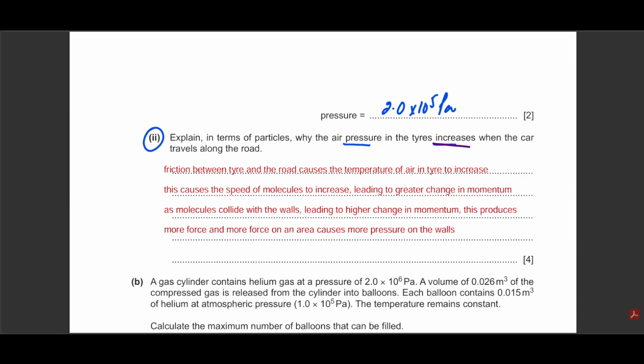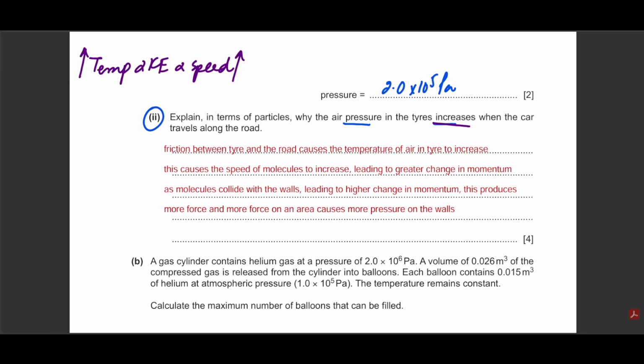You see, the temperature is directly proportional to the kinetic energy, which is directly proportional to the speed of the molecule. When you are moving on the road, the friction causes the tire to heat up. When the tire heats up, it heats up the air molecules. When the air molecules are heated up, when their temperature increases, their speed of movement increases. Now, why does that matter?